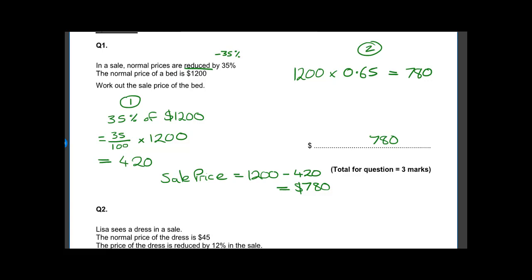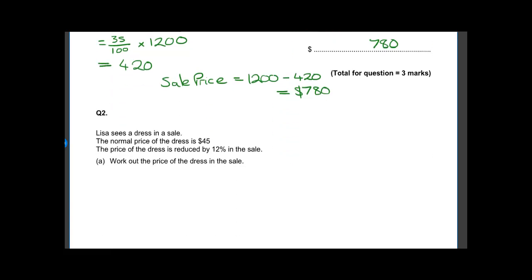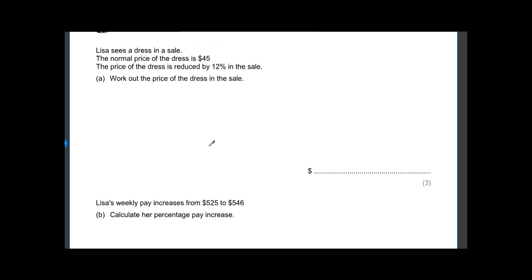Okay. Next, Lisa sells a dress in a sale. Alright. The normal price of the dress is 45. The price of the dress is reduced by 12. So again, reduced means go down. So we're talking about minus 12%. So again, I'm going to do it both ways, but I'm not doing it both ways after this. So we're going to have 12% of, which means times 45, 12 over 100 times 45.